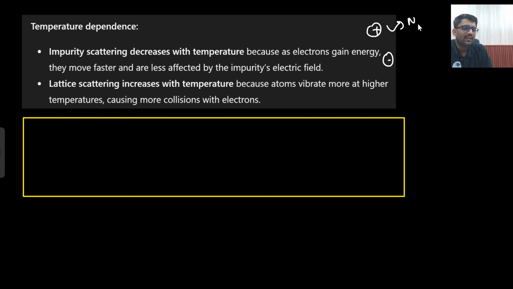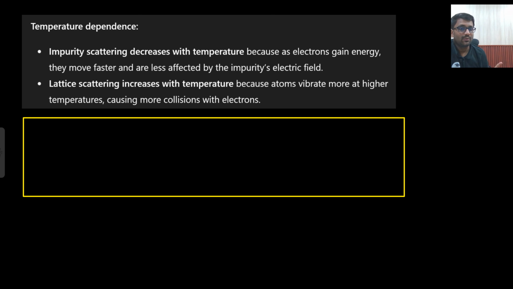This is coming because of the donor atom, this is coming because of the acceptor atom. So this is the electric field I am talking about. Your lattice scattering will increase with the increase in temperature because at higher temperature atoms will vibrate more. If atoms are vibrating more, then electrons will be colliding more, which means they will be scattered more. So at higher temperature lattice scattering will increase, and as the temperature increases, impurity scattering will decrease.